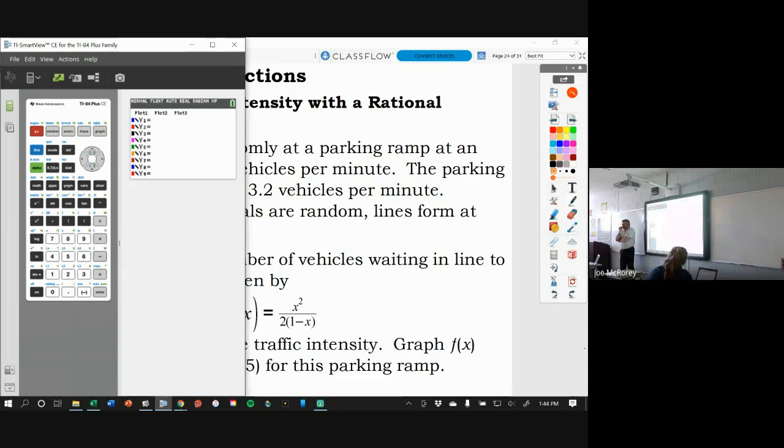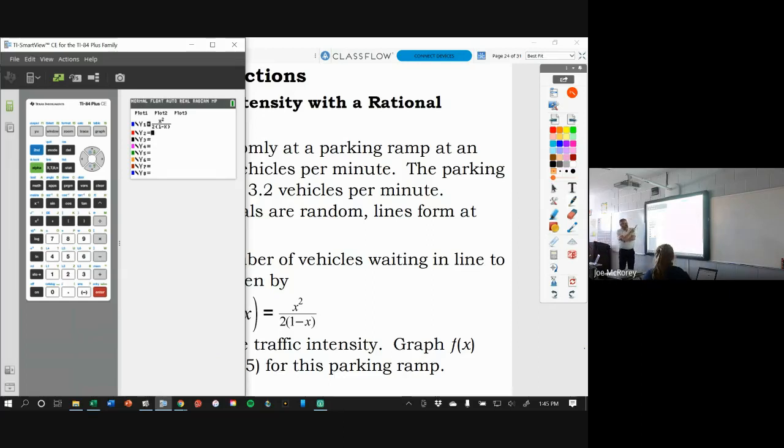I'm about to enter this. I'll do it both ways. So we've been doing alpha y equals to get a fraction, right? So I'm going to put x squared over 2 times 1 minus x. Every time I've asked for a value, notice it's always given it to us in fractions, right? Do you know why it gives us the answer in fractions? Because we entered the equation as a fraction.